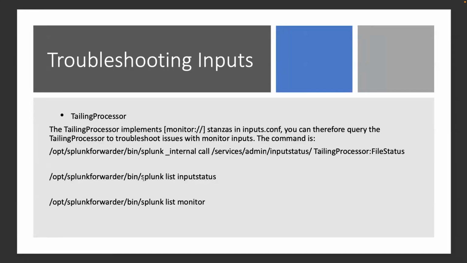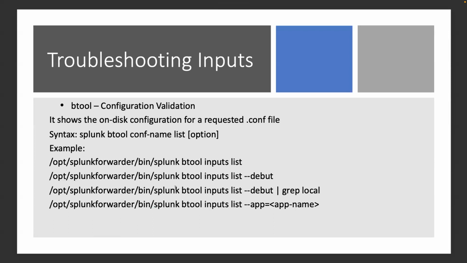So that's why you can list that input status and do all of that. Okay, and we talked about this again, another tool that we can use to just check configuration files. We talked about btool. Btool is a utility in Splunk that you can use to validate the correctness of configurations. So check if there are spelling errors or anything in your configuration files, btool is used for that.